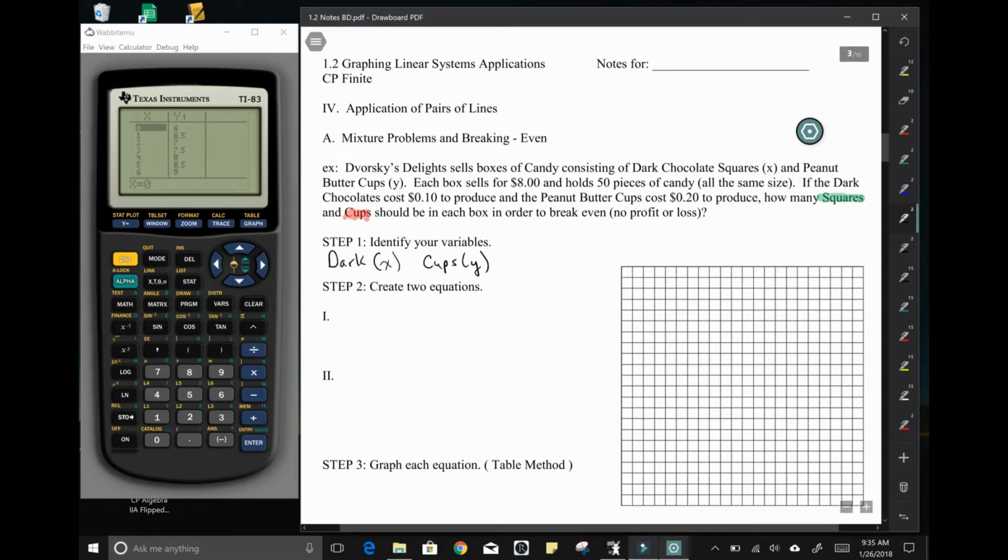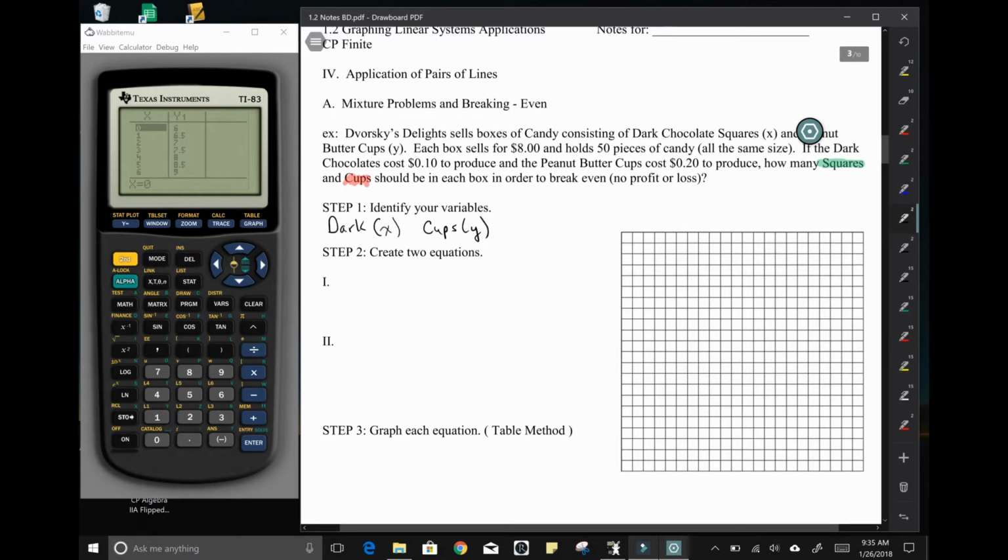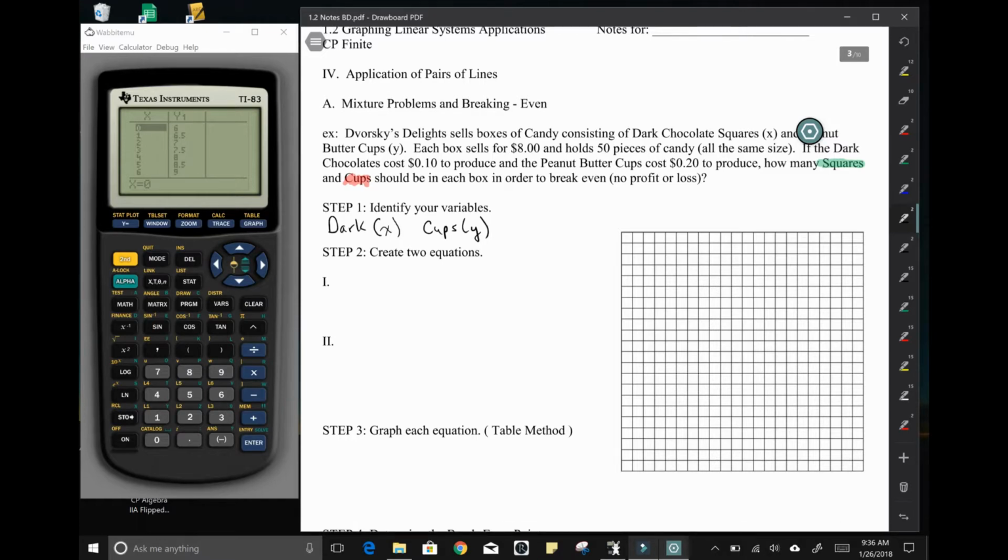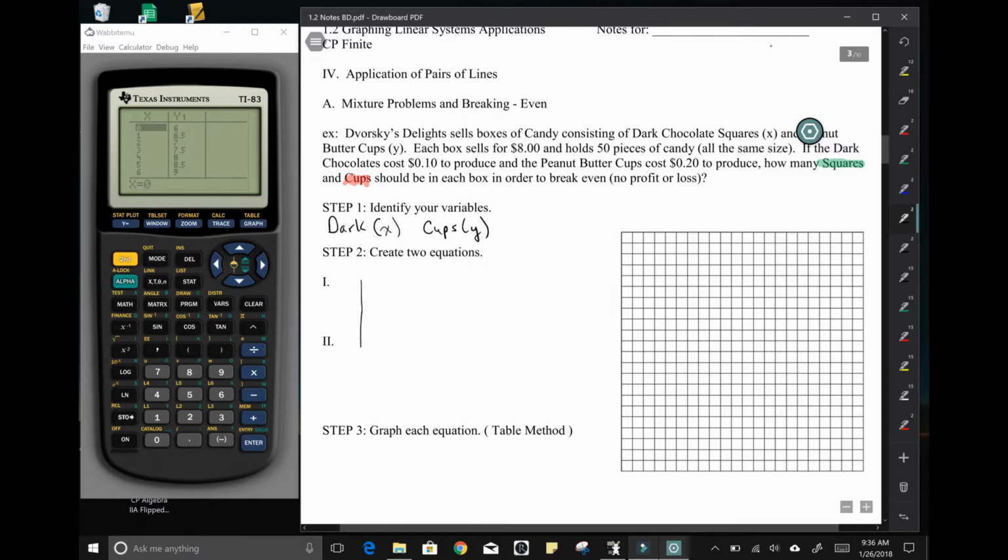Simply by doing that, that can help you for step 2, in which you want to create two equations, okay? The way I like to think of this is I like to make myself a little chart. You don't need to do this, but a lot of times this can be helpful. In the left column, I'll have my x, which is dark chocolates. And in this column here, I will have my y, which are cups. And then in the last spot, okay, each of these, what are they going into? So each box, each of these is going into a box.